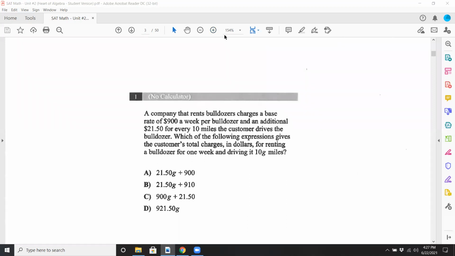Why would they do that? It's okay. Let G equal something. Let's say G is 5. 10G is 50 miles. Seems reasonable, right? Now, you do it for 1 week. So what do you have to charge? What are you going to be charged for the base rate? $900, right? Yeah. So definitely $900 for sure. You got to be charged because that's 1 week. So that's taken care of.